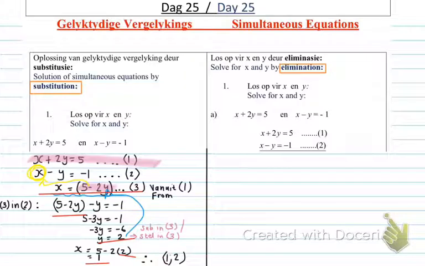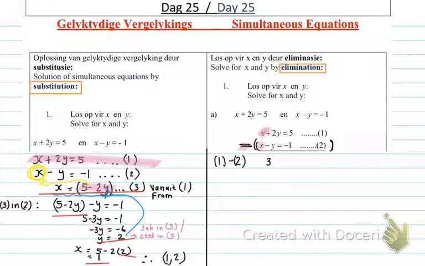I see in this question, what do I have that's the same in equation number 1 and equation number 2? I have x. X is the same in both. So that's the one that I'm going to eliminate. What I'm going to do is say equation number 1 minus equation number 2. So I'm going to subtract this one from that one.